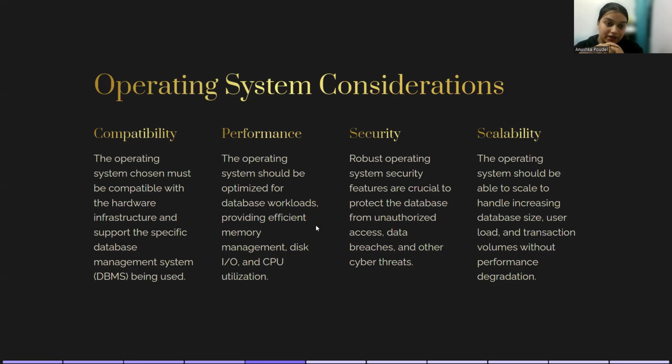Number one, compatibility. The operating system chosen must be compatible with the hardware infrastructure and support the specific database management system. Yes, that's very important, otherwise it won't be of any use. Next is performance. The operating system should be optimized for database workloads, providing efficient memory management, disk input output, and CPU utilization. Performance is another important aspect of the operating system.